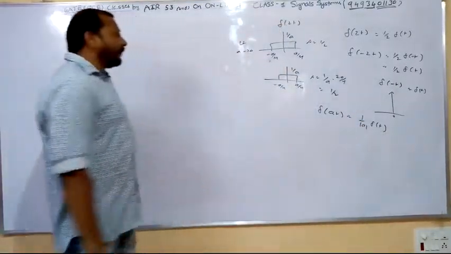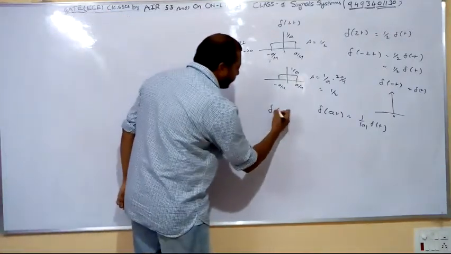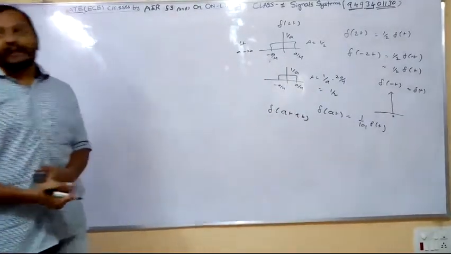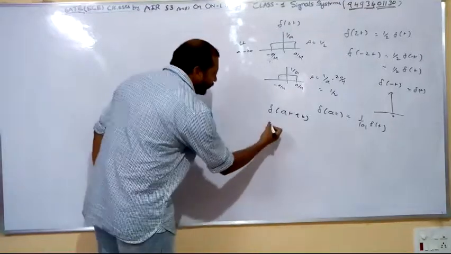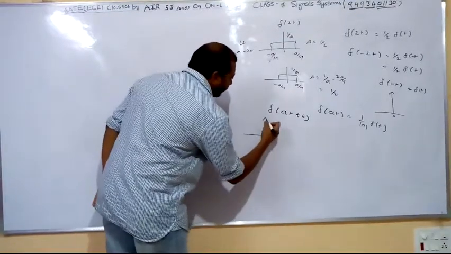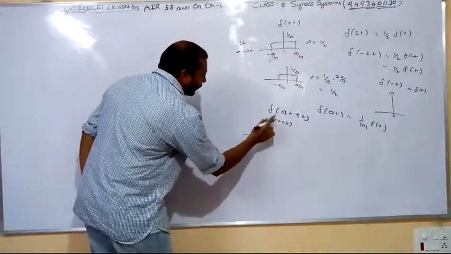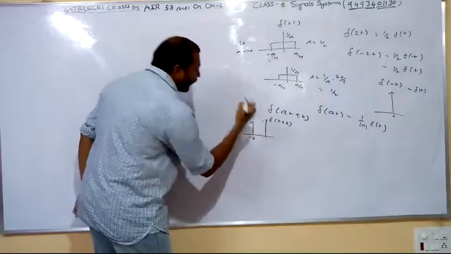What about the value of del of a t plus b? Del of a t plus b is a combination of shifting followed by the scaling. So first of all, we have to write the shifting. The corresponding is del of t plus b. Del of t plus b exists at t equal to minus b. So this is your del of t plus b.